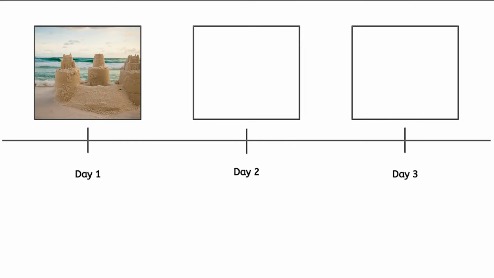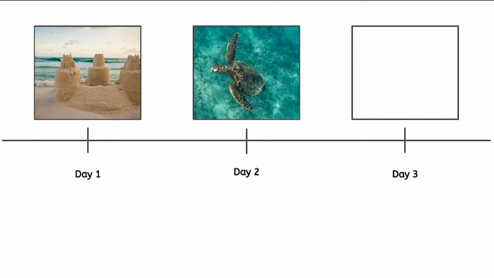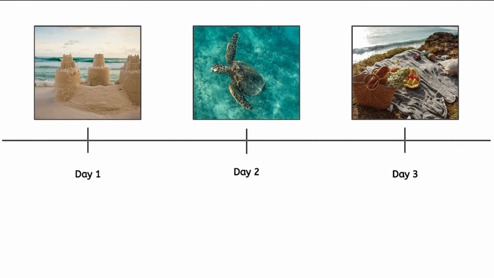On the second day of vacation, I went snorkeling. I saw all kinds of amazing creatures who live under the water, like these fish and this beautiful sea turtle. Now we'll add this picture to the timeline so we can see that I went snorkeling on the second day of my vacation. On the last day of my vacation, I had a picnic on the beach and watched the sunset. It was so beautiful, don't you think? And now we see that I had a picnic on the last day of my vacation.